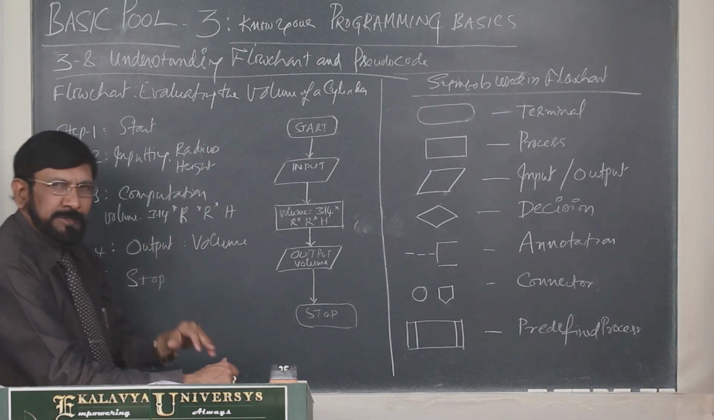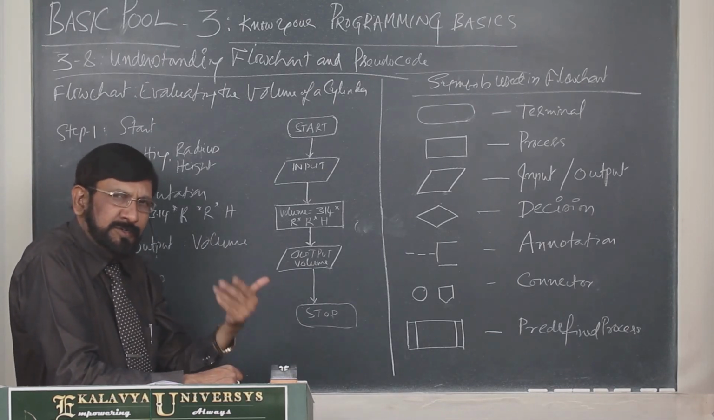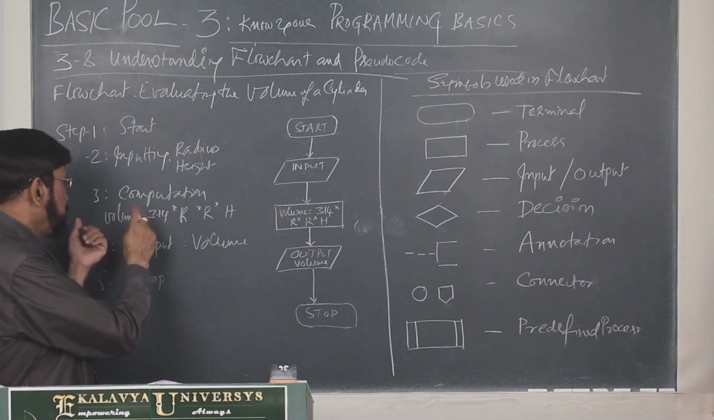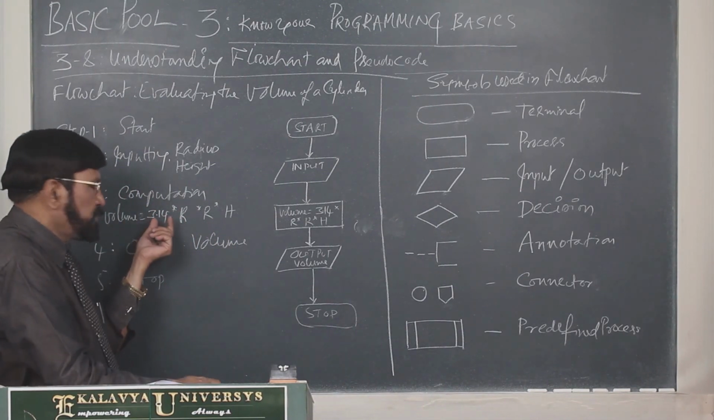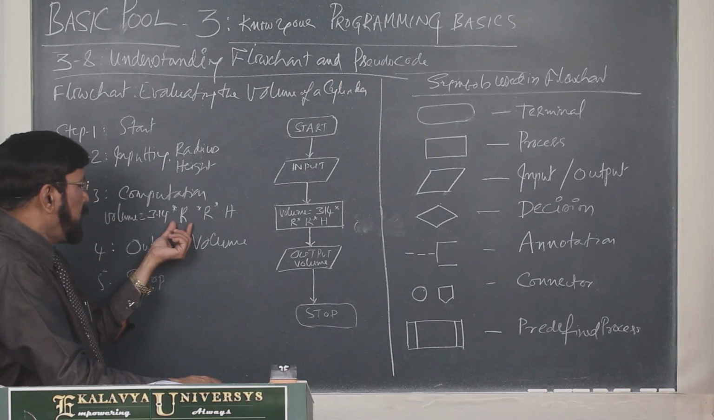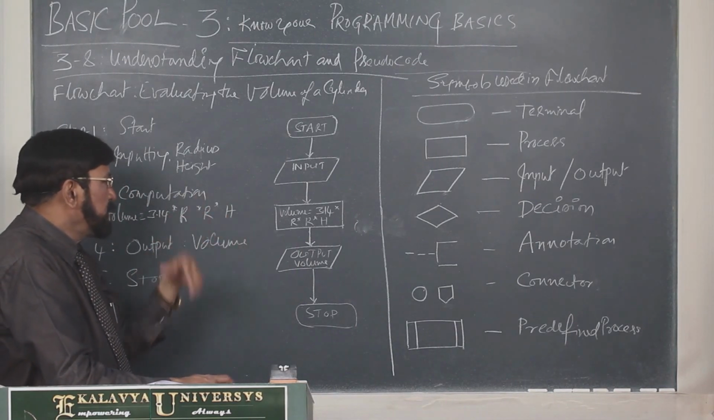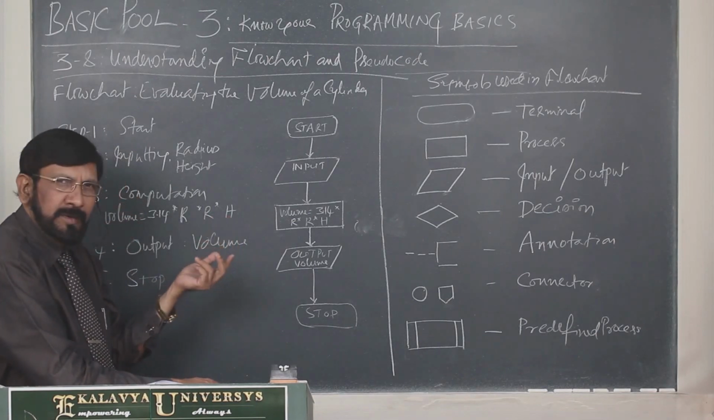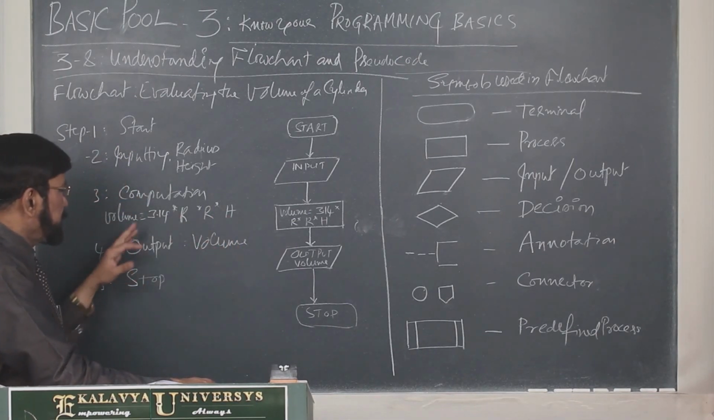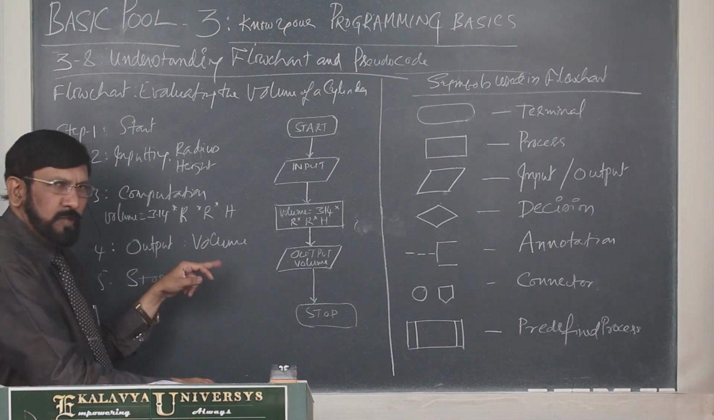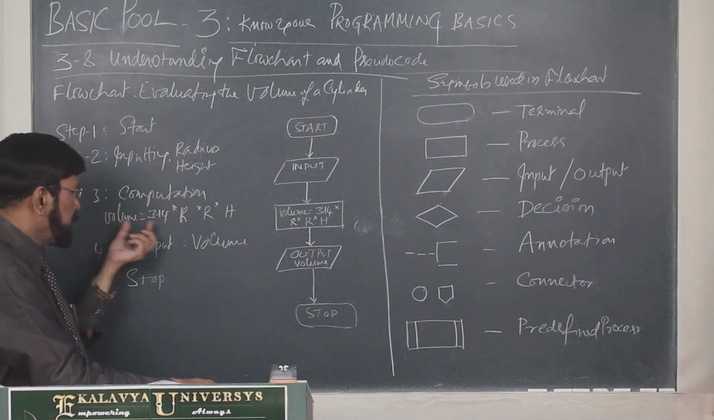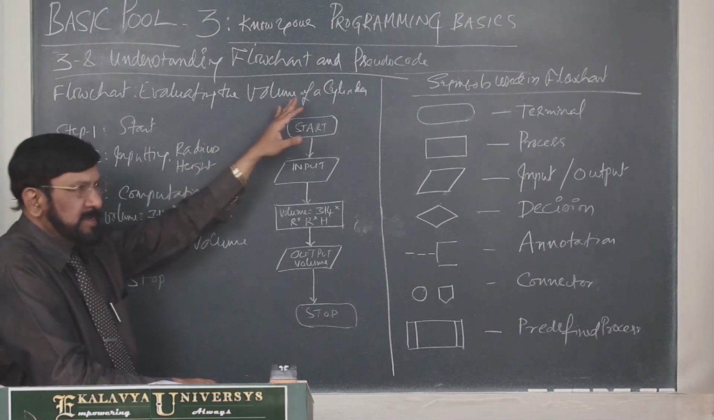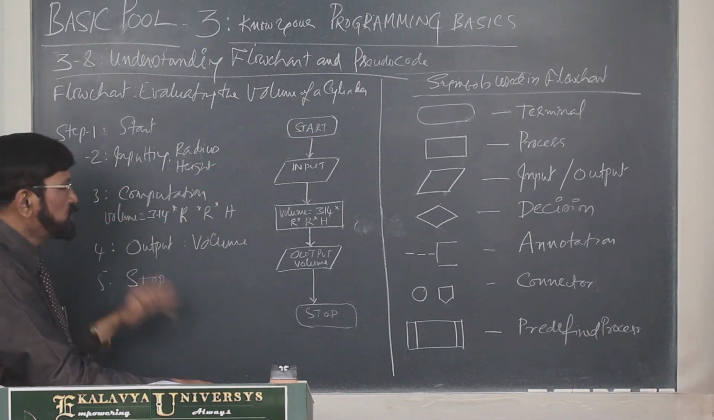Thereafter, computation, that is the computational process. Now, by using the formula, volume is equal to 3.14, that is pi's value, into r square into h. This is the formula, or you can call it a calculation or process. Thereafter, as a result, you derive the output, that is volume, and as our task is performed, the program is stopped.